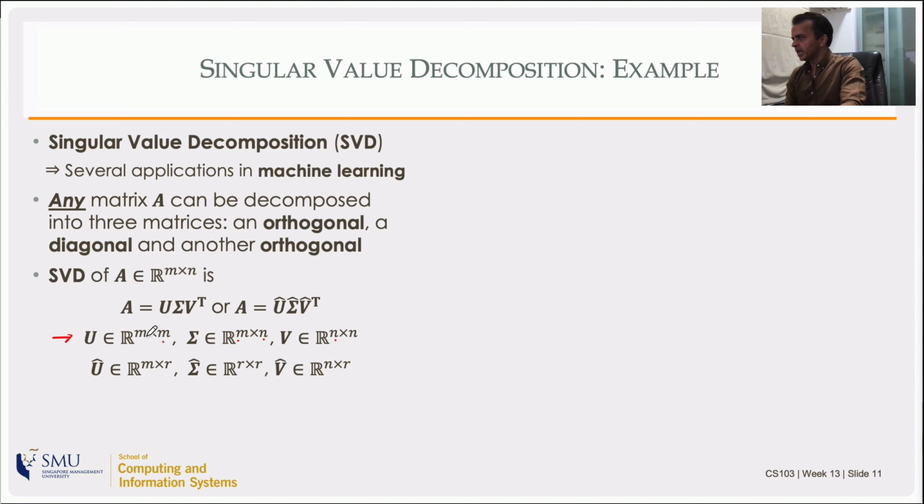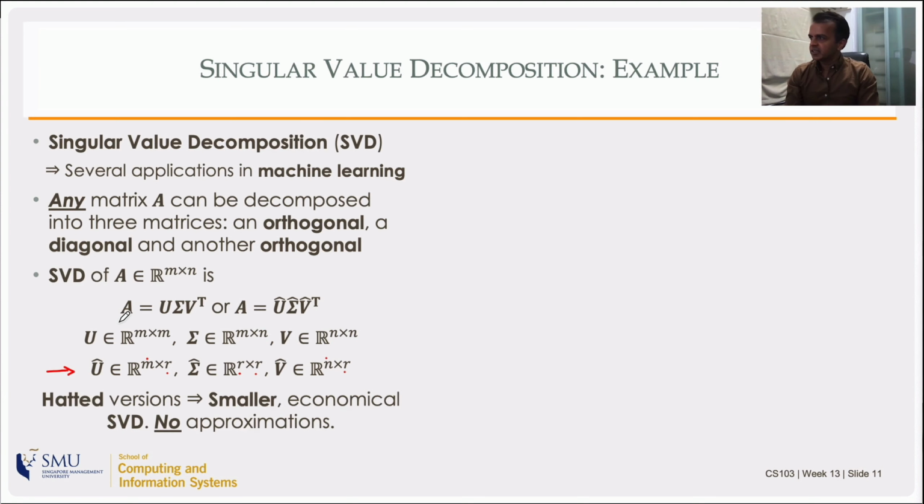So the final product is going to be m by n, which is the size of A. In the case of the hatted version, what we will call the economical or smaller SVD, I have r by r inside. V is n by r, so V transpose is going to be r by n. So this r and that r will cancel, and this r and that r will cancel. What is left would be m by n. So that also works. The dimensions actually work out fine. The hatted version is called the smaller economical version.